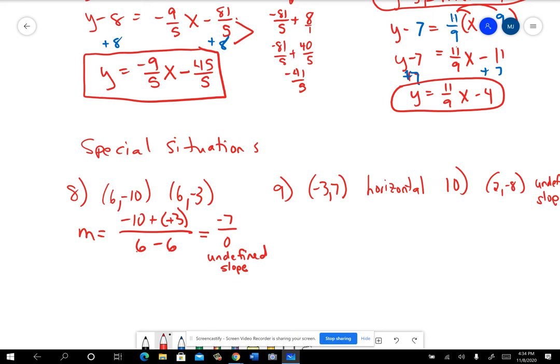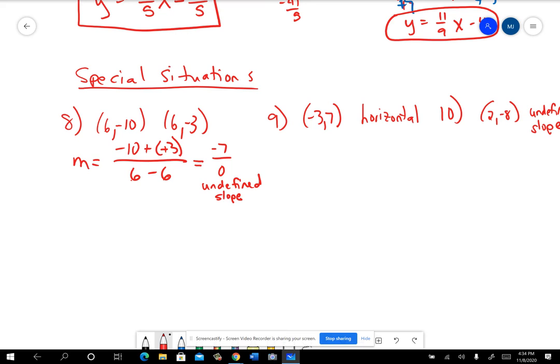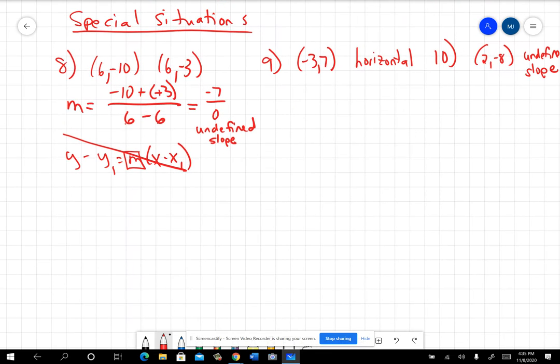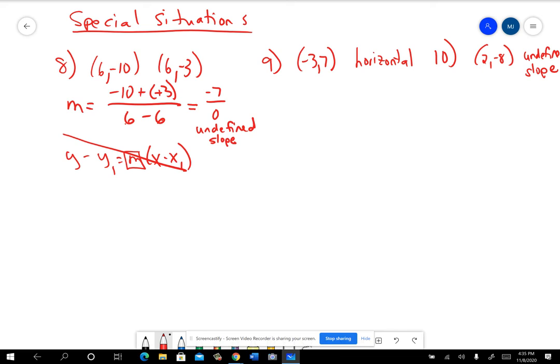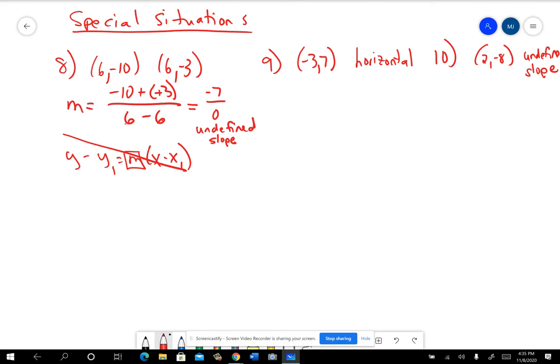Uh-oh. If it's an undefined slope, then it's not a number. And if it's not a number, I can't plug it in to the formula I was planning to use. I was planning to use this formula, but it's undefined, so I don't have a slope that I can plug in there, which means I can't use this formula. That doesn't mean an equation doesn't exist. It just means the slope is undefined.